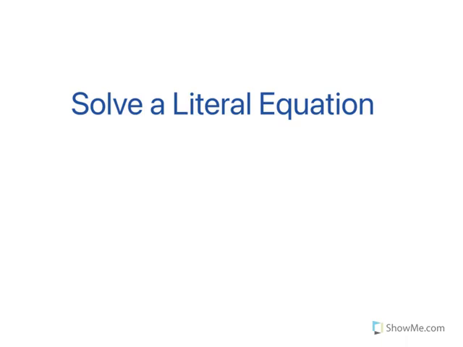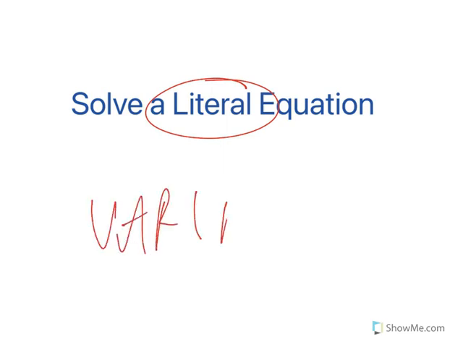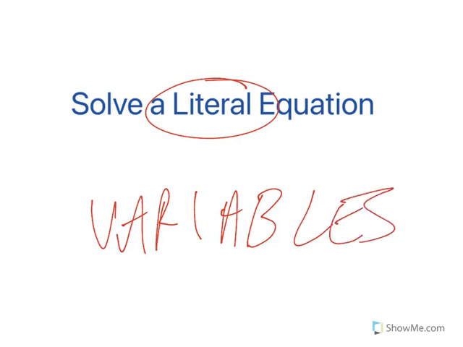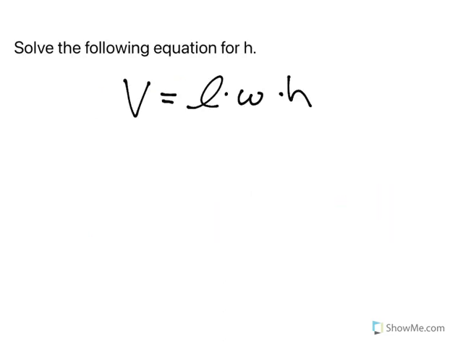Solve a literal equation. Now, when you hear this and the word is literal, what does that mean? Well, basically, we're talking about a bunch of variables. So if we have a bunch of variables, how do we solve that? So let's look at what we got here. We're going to do a couple so we can look at different things.